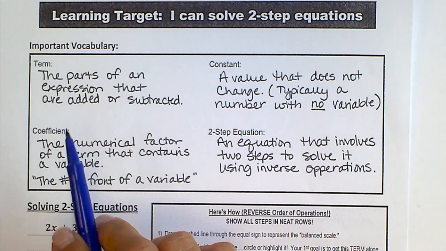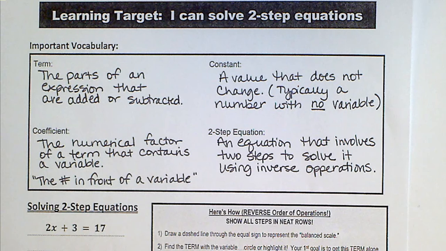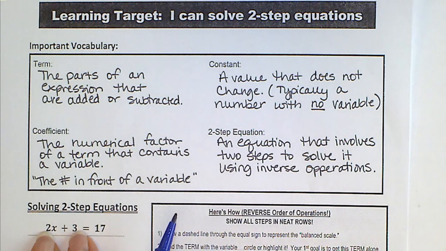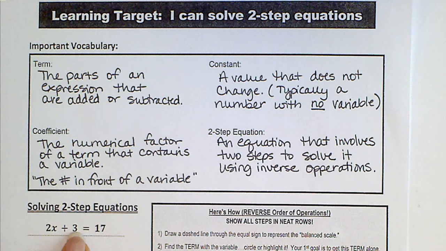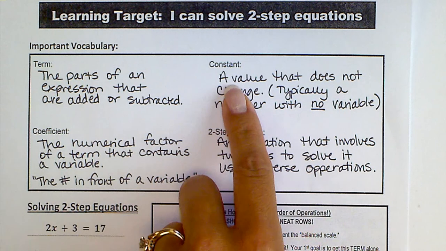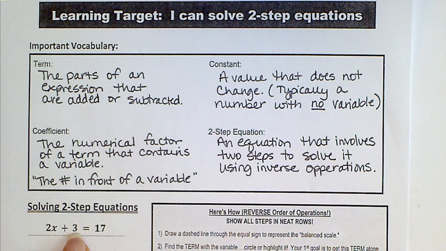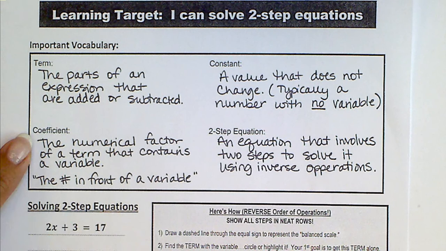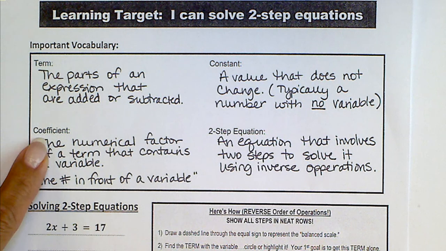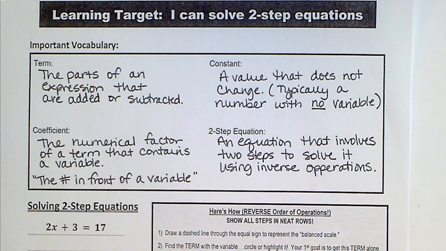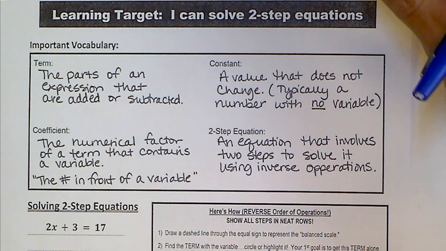Remember, terms are the parts of an expression, or it could be an equation, that are added or subtracted. So in this equation, 2x is a term and 3 is a term. Constants are the terms that have no variable. So the 3 in this equation is a constant. A coefficient is the number in front of a variable. So for this equation, the 2 is known as a coefficient. And a two-step equation is an equation that will involve two steps in order to solve it using inverse operations.